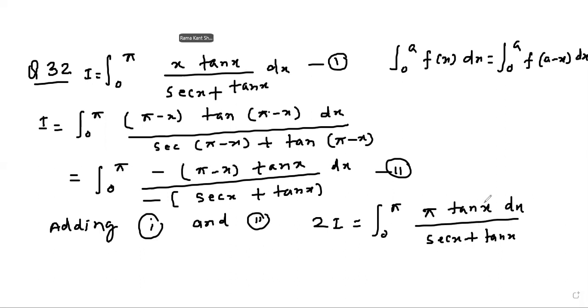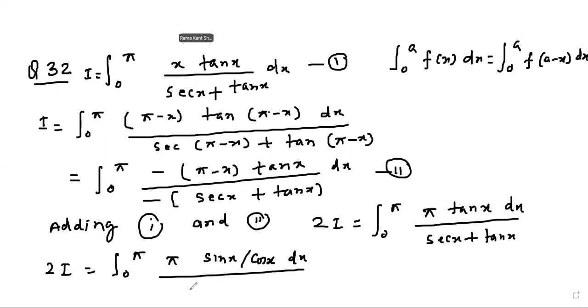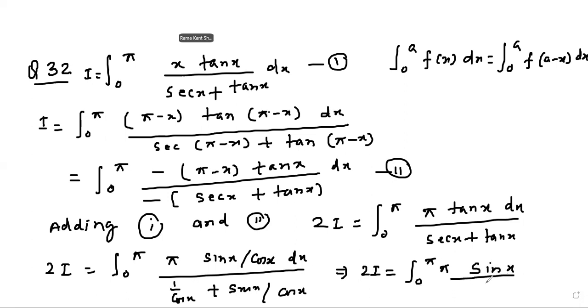Now we convert tan x to sin x upon cos x and sec to 1 upon cos x. So 2i equals 0 to pi times sin x upon cos x dx divided by 1 upon cos x plus sin x upon cos x. So cos x will be common and that will get cancelled. So 2i equals 0 to pi times sin x divided by 1 plus sin x dx.